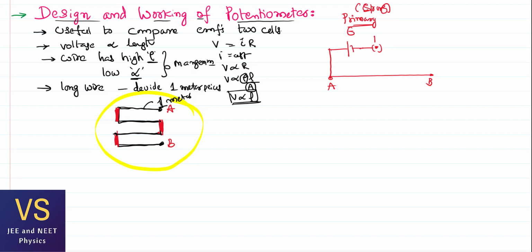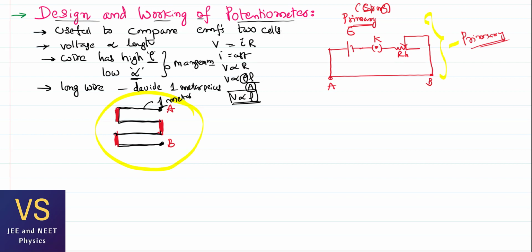Of course, it can have a key where you can switch the circuit on and off. It can have a rheostat where you can vary the resistance, and therefore vary the current passing in the wire. So all this part of the circuit, whatever is drawn here, is called the primary circuit. This is always fixed; the primary circuit is always there in a potentiometer.